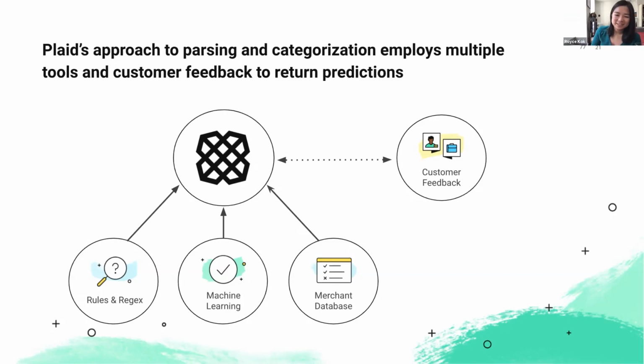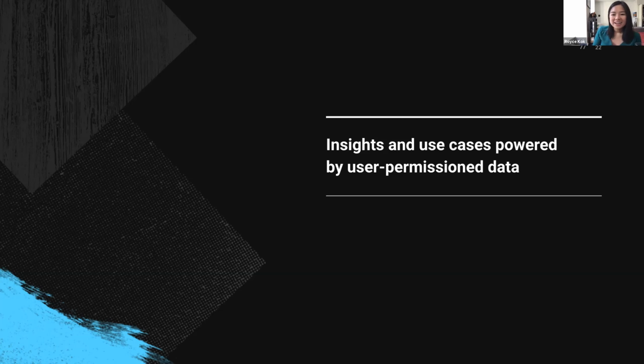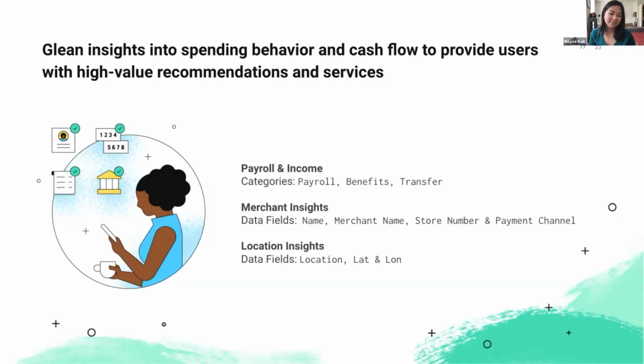Sweet. Thank you, Richard. Thanks for the comprehensive overview. Now that you have a better understanding of how we process messy data, let's carry on to insights and use cases powered by transactions data. First and foremost, we heard from many developers that they use transactions to identify payroll and income. They use our category, and specifically the payroll, benefits, and transfer categories in our taxonomy, to identify income deposits into the bank account. Oftentimes, customers also look at the name and amount fields to verify this information.